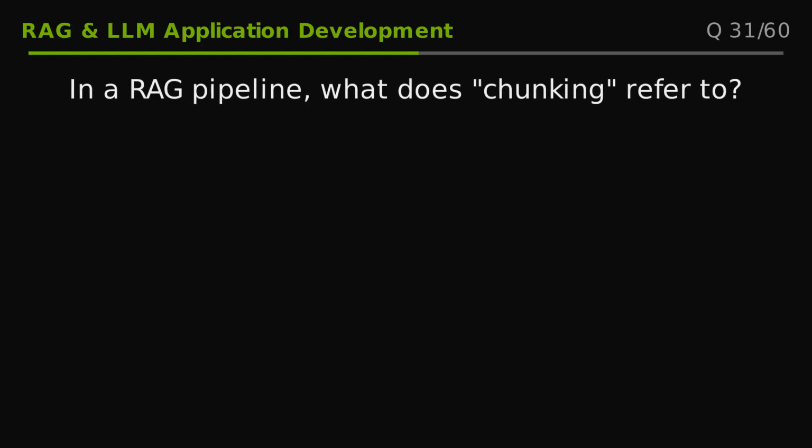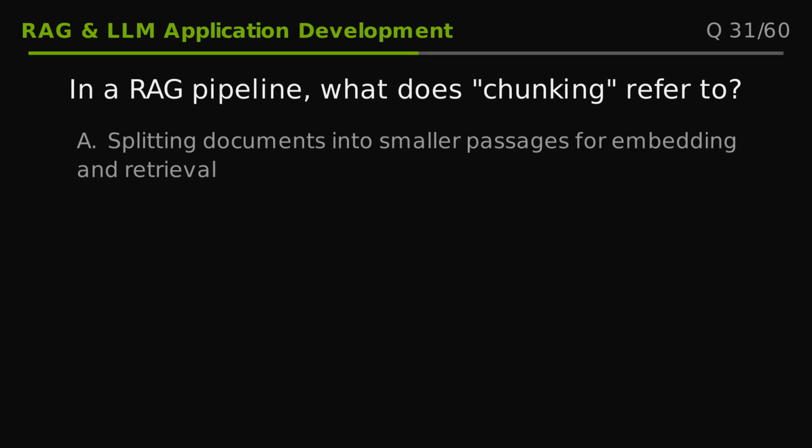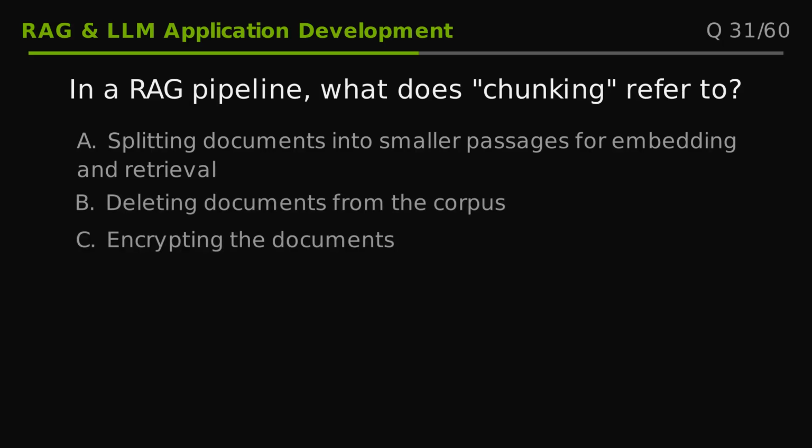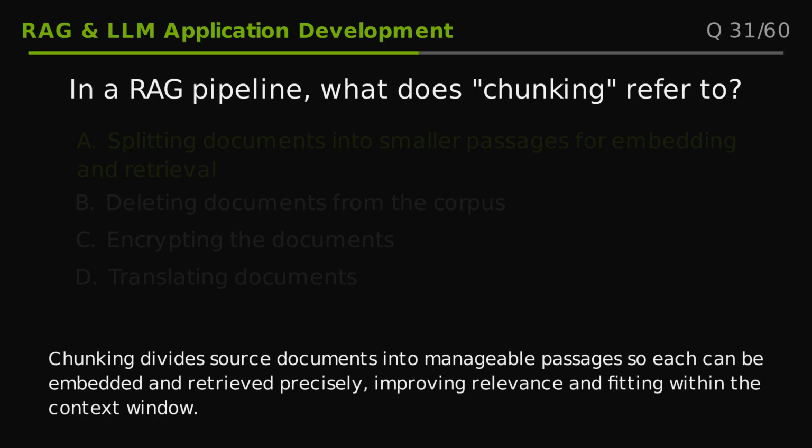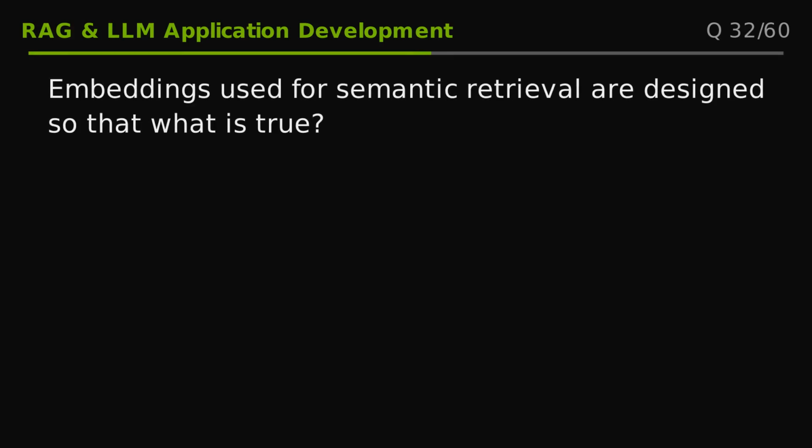Question 31. In a RAG pipeline, what does chunking refer to? Option A, splitting documents into smaller passages for embedding and retrieval. Option B, deleting documents from the corpus. Option C, encrypting the documents. Option D, translating documents. The correct answer is A. Chunking divides source documents into manageable passages so each can be embedded and retrieved precisely, improving relevance and fitting within the context window.